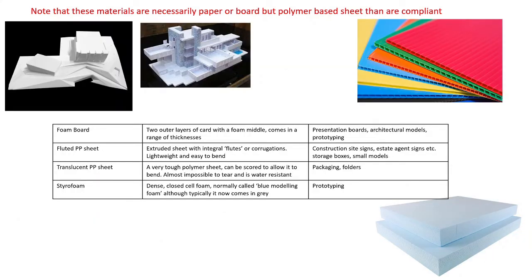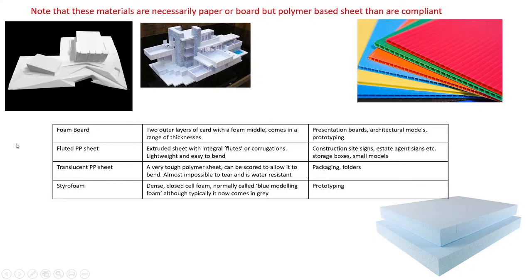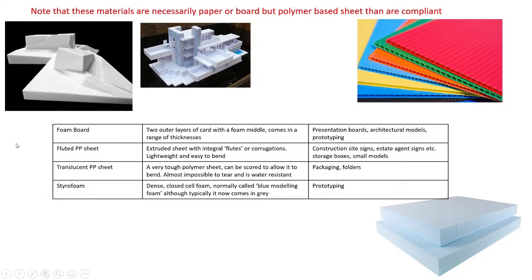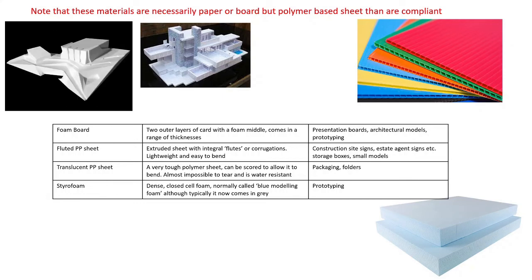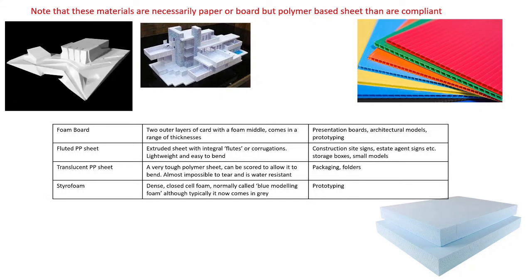Then you've got foam board, which some of you may have worked with before. It's really, really good for architectural models. You've got two outside layers of card, and then in the middle is foam, and you can get it in loads of different thicknesses.